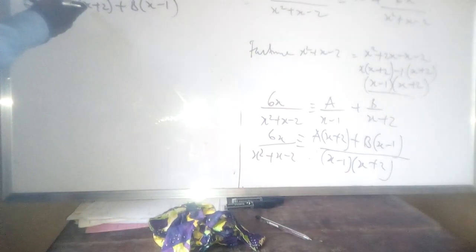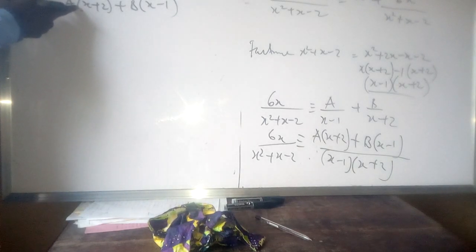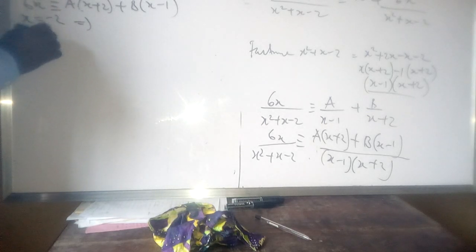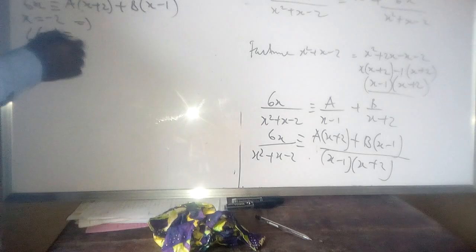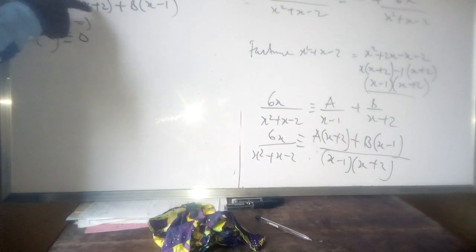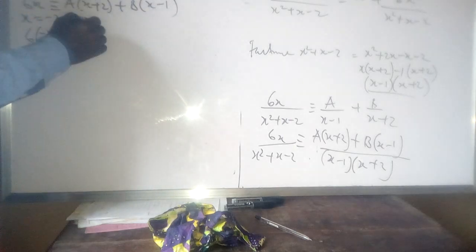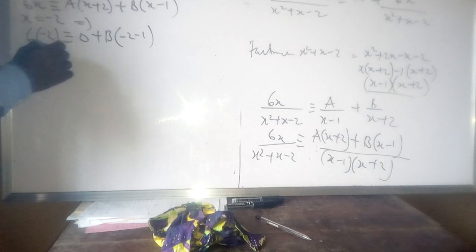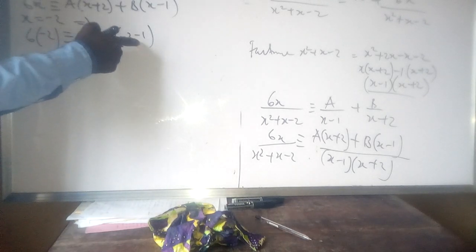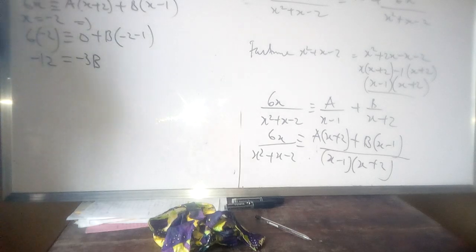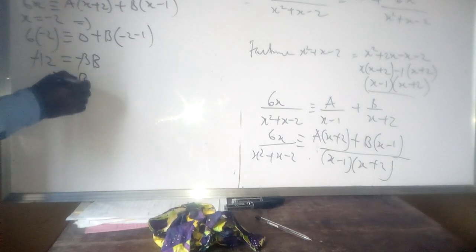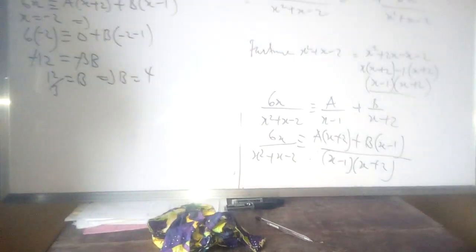Making x equal to minus 2 here, so that we eliminate A. When x is equal to minus 2, we have 6 into minus 2 equivalent to 0, because A times (minus 2 plus 2) is 0, A times 0 is 0, plus B into (minus 2 minus 1). So minus 12 is equal to minus 3B. Minus is common to both sides, so divide both sides by 3. We have 12 over 3 equals B, which implies B is equal to 4.